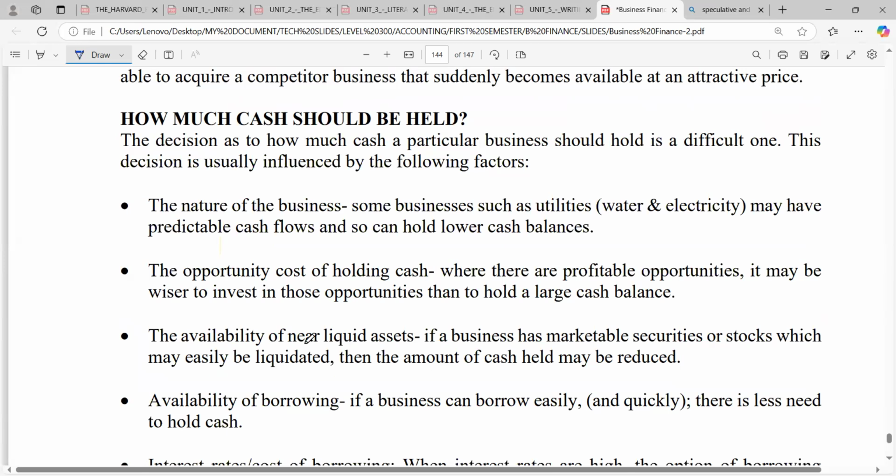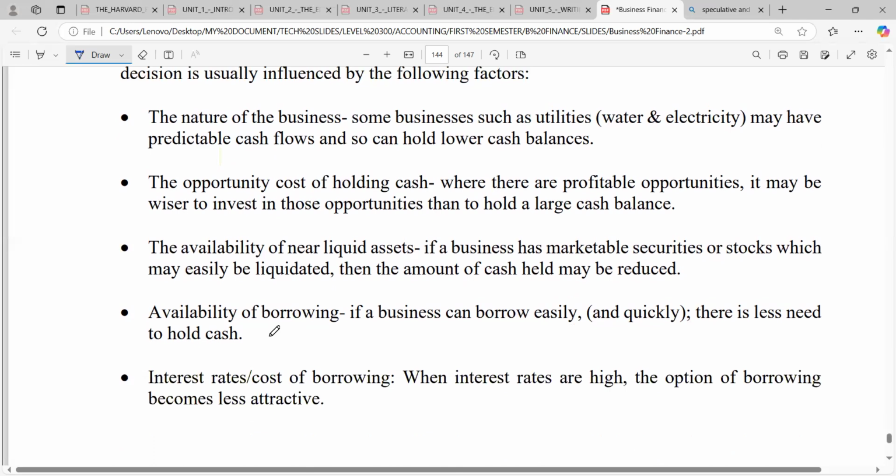So there is the availability of near-liquid assets. If a business has marketable securities or stocks which may equally be liquidated, then the amount of cash held may be reduced. So if I have something that I can easily sell within one year and make cash, I don't need to keep too much cash. I can keep less cash and manage that security. And then there is the availability of borrowing. If we can borrow easily, then why do I have to keep cash? I need to let go of my cash and use it for the business.